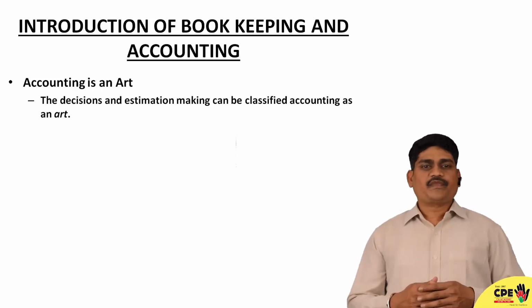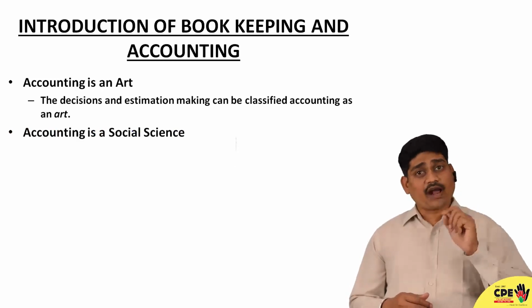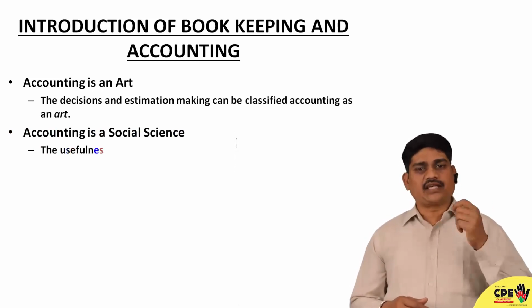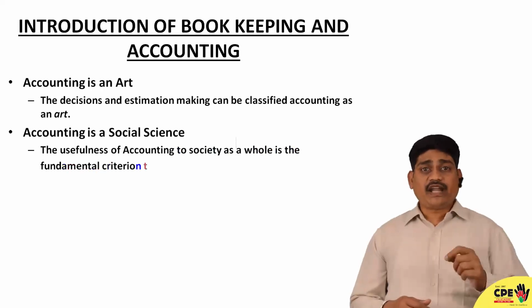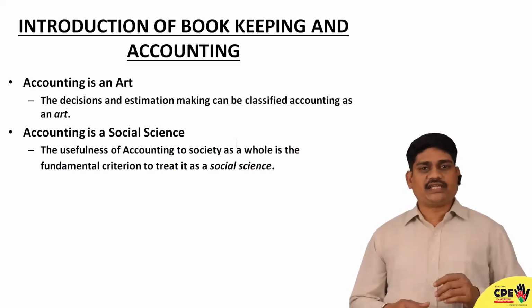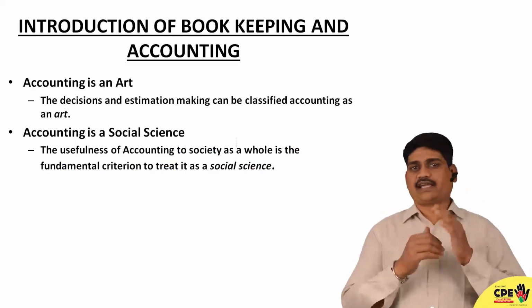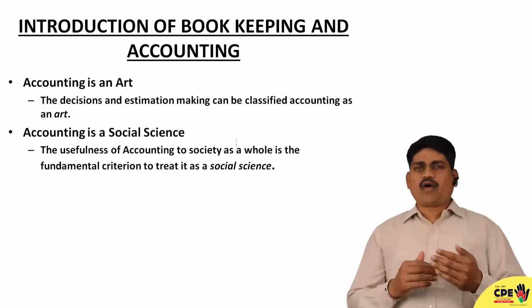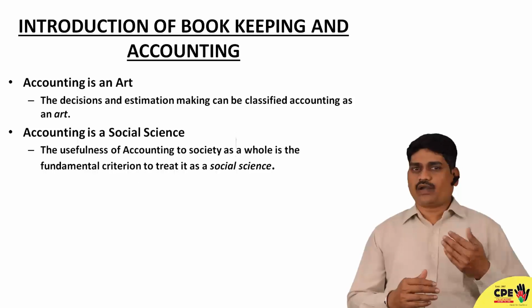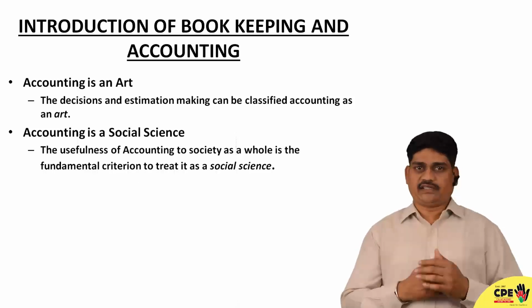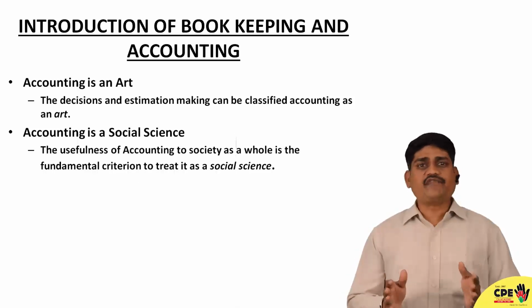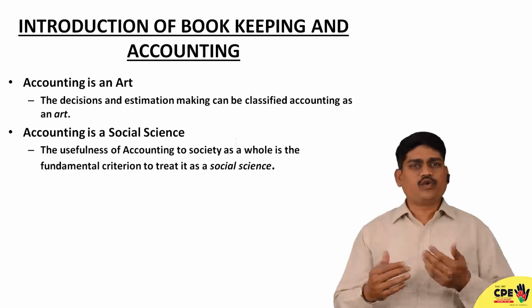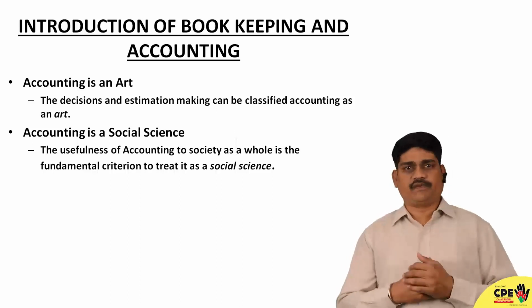The second one, accounting is a social science. The usefulness of accounting to society as a whole is the fundamental criterion to treat it as a social science. Let me explain. As accounting is dealing with business and all, business is part of society. We all human beings are part of society only.